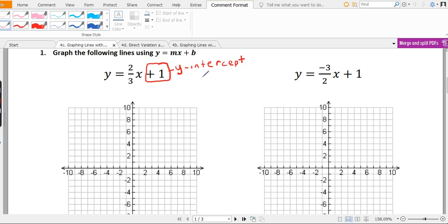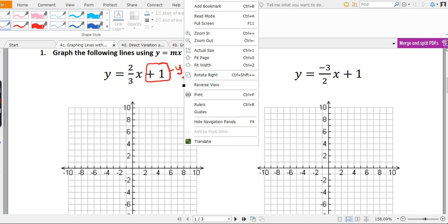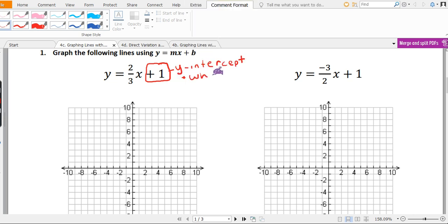Okay. This is just a fancy way of saying this is where our line intercepts or crosses the y-axis.